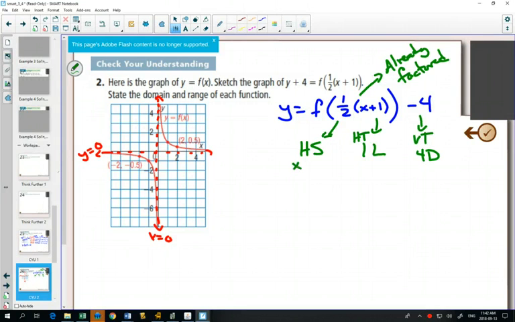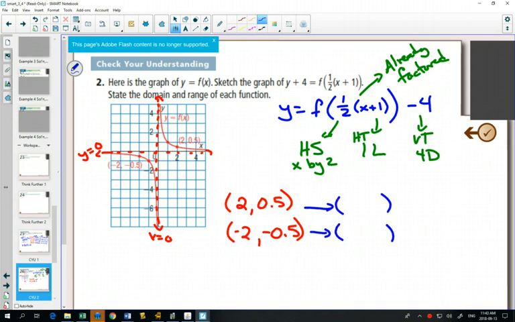This horizontal stretch, underneath it I can write, we're going to multiply our x values by 2. The graph gave us 2 values. It gave us 2, -0.5, and -2, -0.5, so we'll use the values they gave us. And since we have stretches and translations, we will have 2 sets of arrows and brackets.